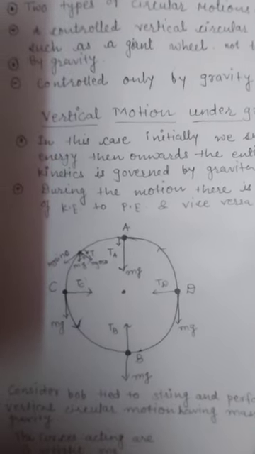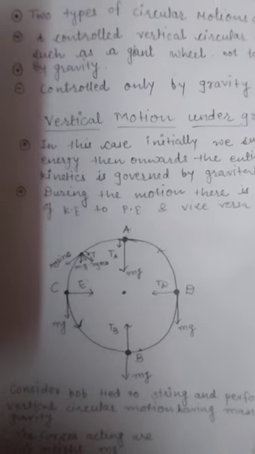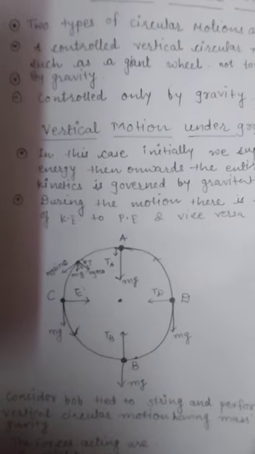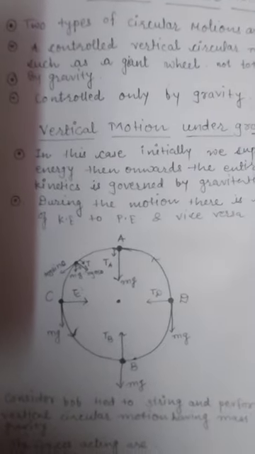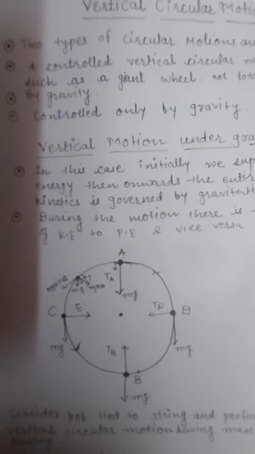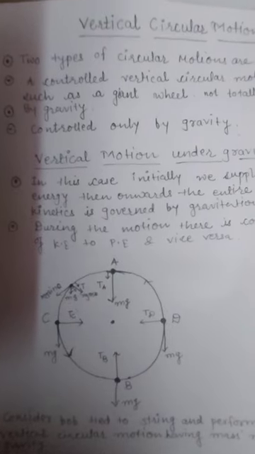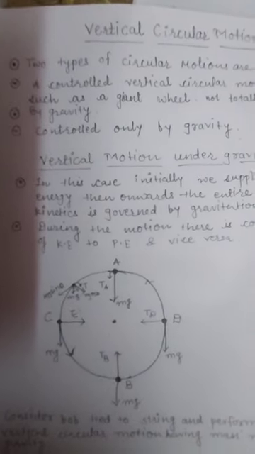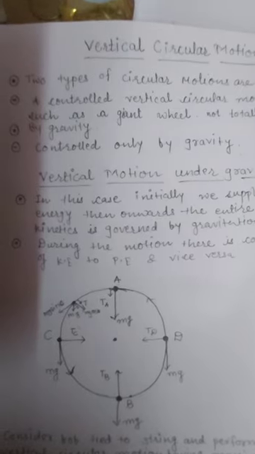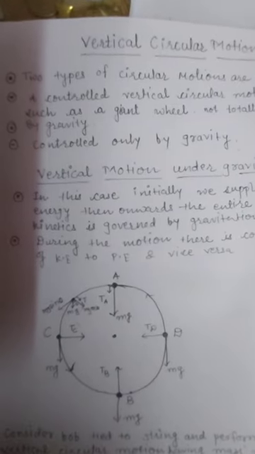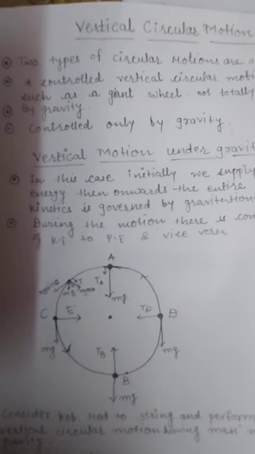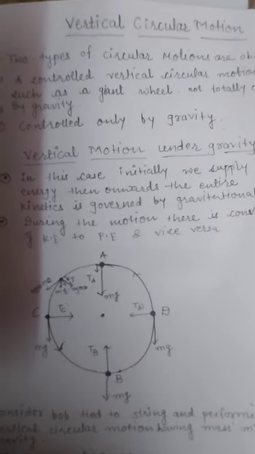Okay, and one more thing: try to solve the tension equations for the horizontal positions and find out that the difference in tension at C and D is equal to 3 mg, or the minimum velocity is equal to under root 3 rg. That is your today's homework.